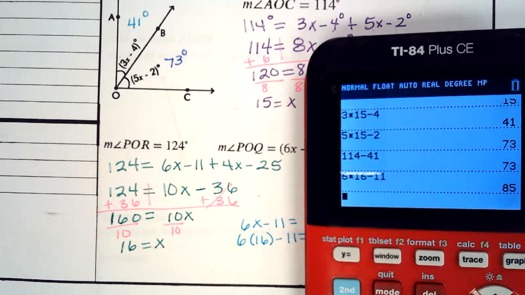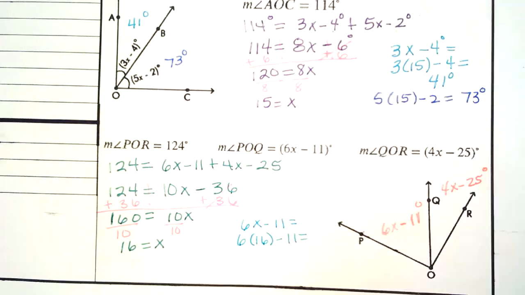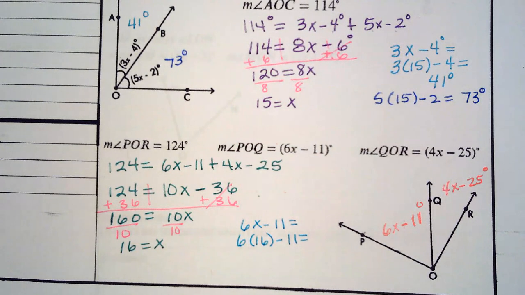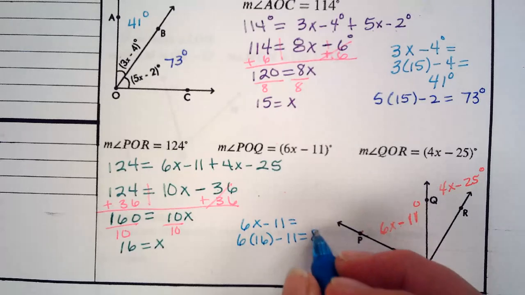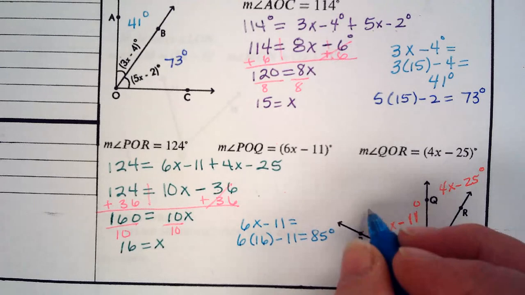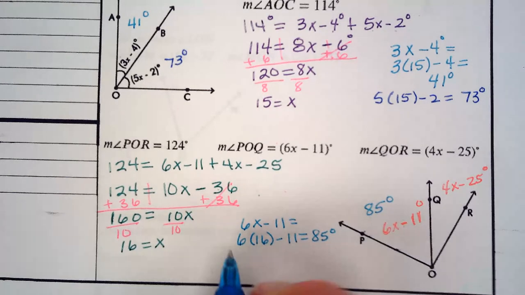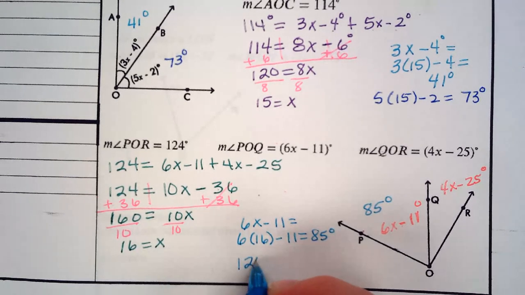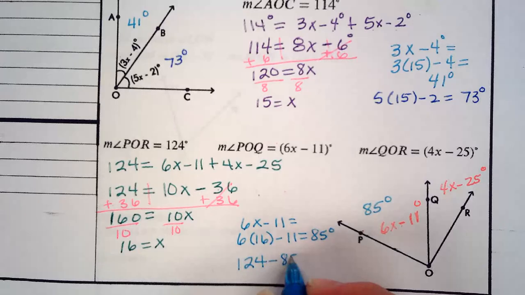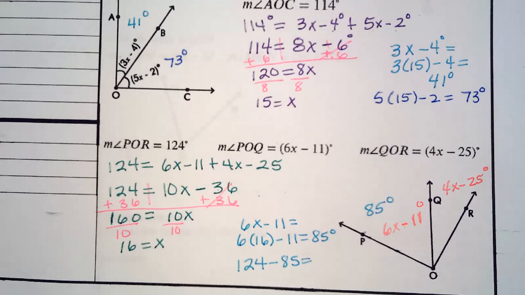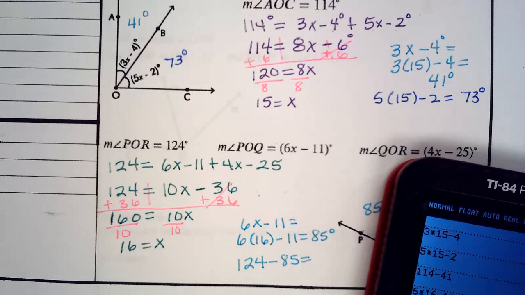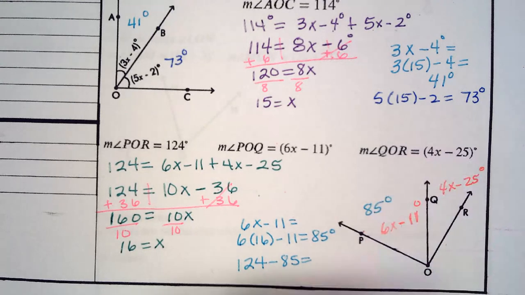And I get 85. So the first one's 85 degrees. Now for the second one, I can simply do 124 minus 85, which gives me 39.